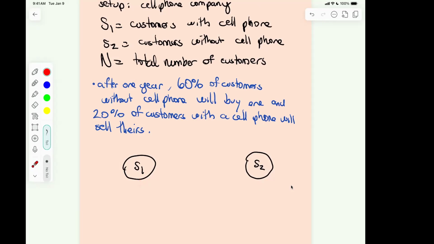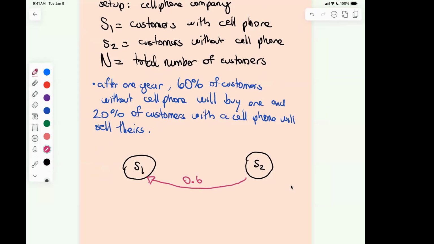So 60% of the no cell phone people will get a cell phone, right? So I'll draw an arrow. And percentages, we don't like in mathematics, I will just put it as 0.6, because that way you can interpret it as a probability. Another way of saying it is that there is a 60% probability that if you choose a person at random from these customers without service, they will buy a cell phone, okay? And what does that also tell you? That 40% of the people without a cell phone continue to have no cell phone, right?